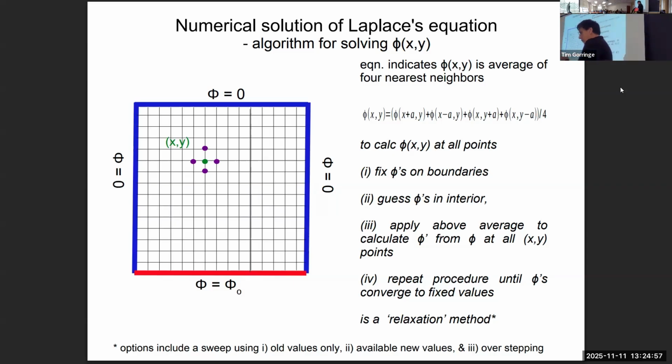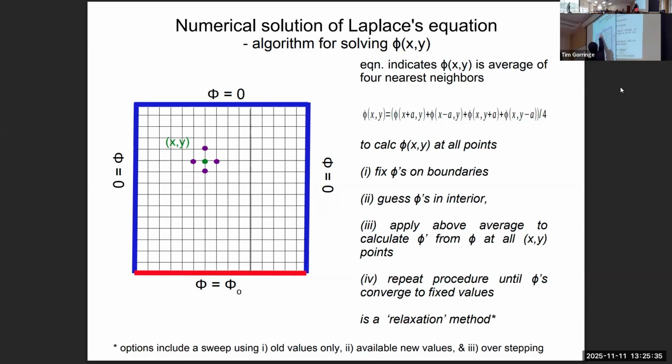And if we're at a point that's a boundary condition location, so if we're on the left hand or right hand or top or bottom walls, if we're at that mesh point, we're not going to touch the potential. But if we're at a point that's in the interior, that's not on the left, right, top, bottom walls, we're going to recalculate the electrostatic potential at that point using this equation here.